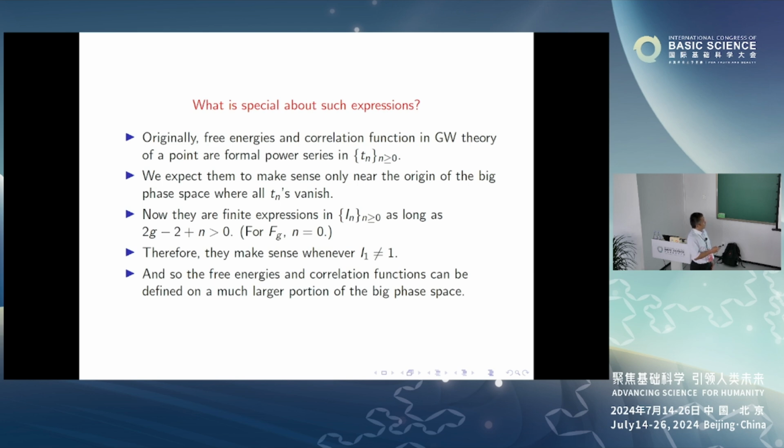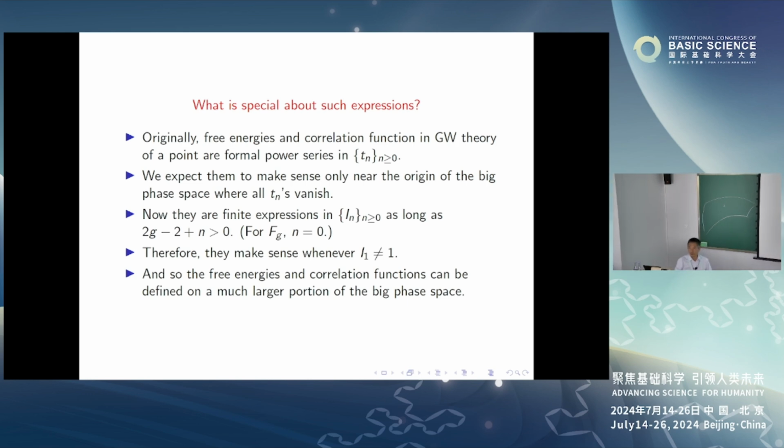Okay, so what is so special about these expressions? As I mentioned earlier, originally all these things are formal power series. So you cannot discuss anything about analytic properties or closed expressions. That is not expected. Since they are formal power series, it's hard to think about their convergence. So we expect them to make sense only near the origin of the big phase space, where all the coupling constants are 0. So you actually have a big space, but you can actually just stay here if you just use this formal power series.